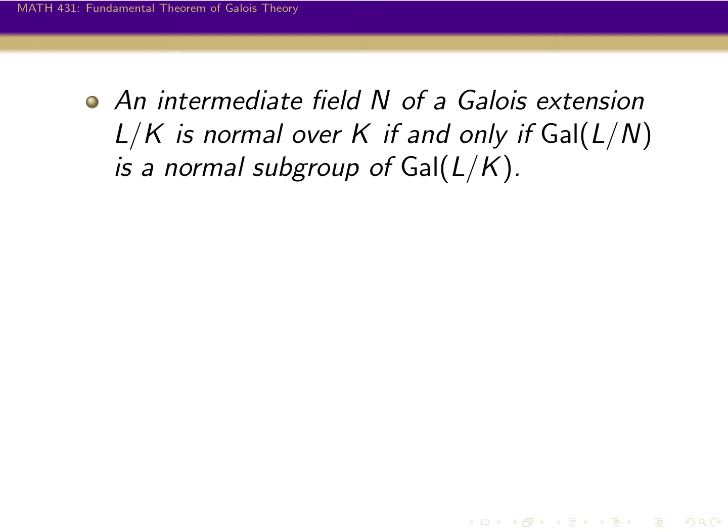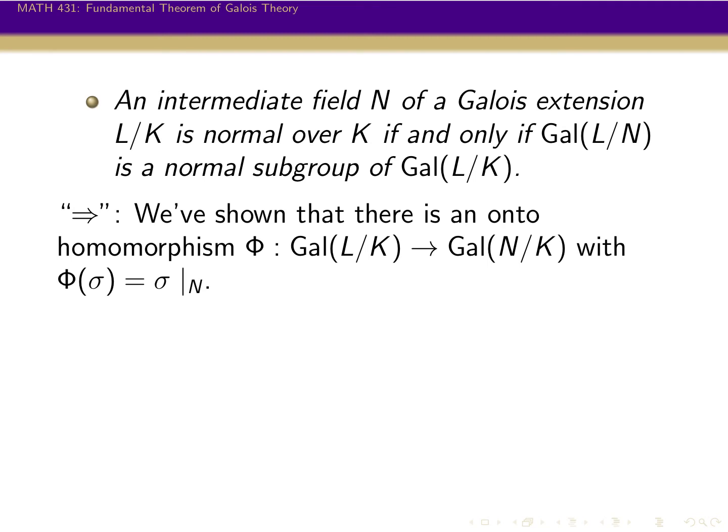Now on to talking about the normal extensions and the normal subgroups. So we're going to show that an intermediate field N of a Galois extension L over K is normal over K if and only if the Galois group of L over N is a normal subgroup of the Galois group of L over K.